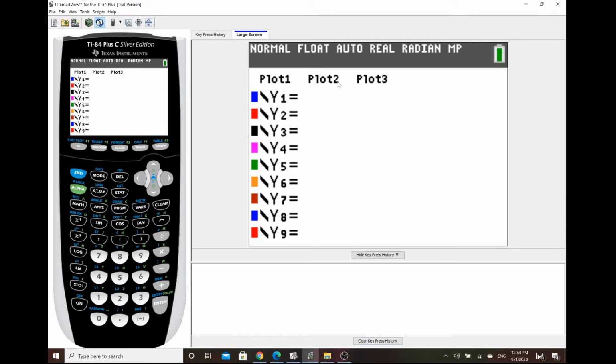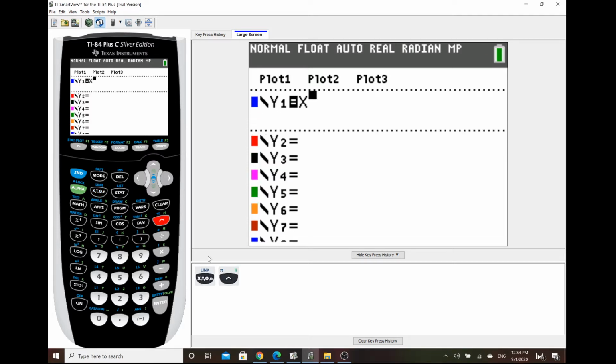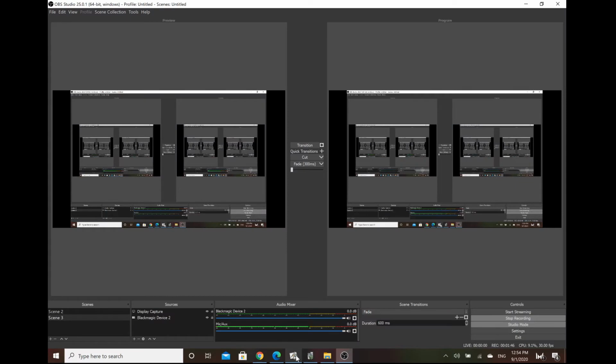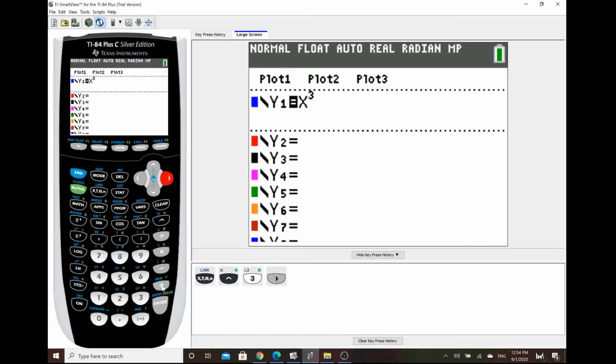Go to y equals, then you'll see this screen right here. Y1 would be x to the power of 3. So x, then the little caret, that's the power sign, then 3. Now bring the cursor down because you want to put in the second term, which is minus 225. So minus 225.